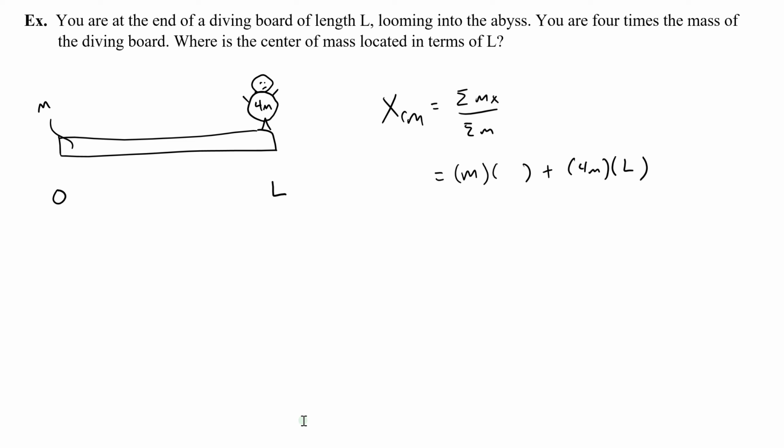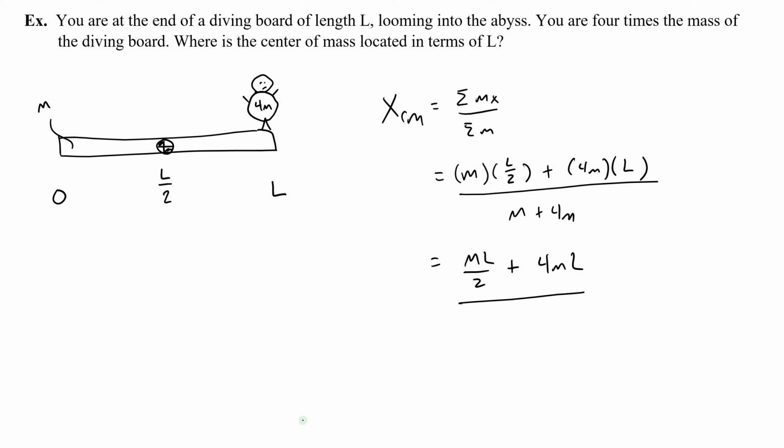Now, assuming that this diving board has a uniform mass density, meaning it has the same amount of mass along the entire length, like it's not a hammer, then we can say the middle is where the center of mass is located for that board. That is going to be written as L over 2. And so I can put L over 2 in my equation here. And I will get mL over 2. Oh, I forgot to do the bottom. All of that's going to be over m plus 4m. So in this equation, I'm going to have mL over 2 plus 4mL, and then all of that is going to be divided by 5m.